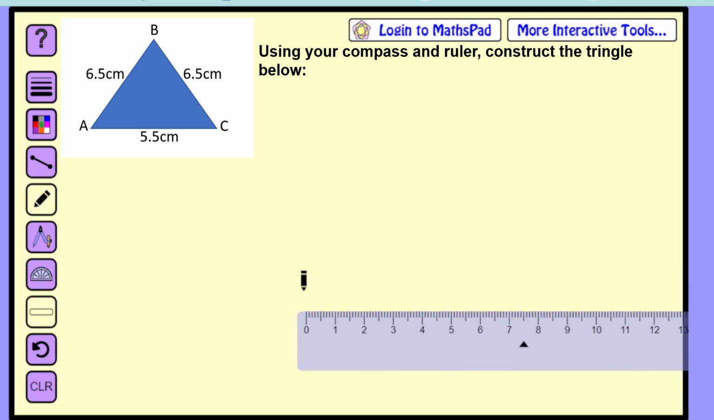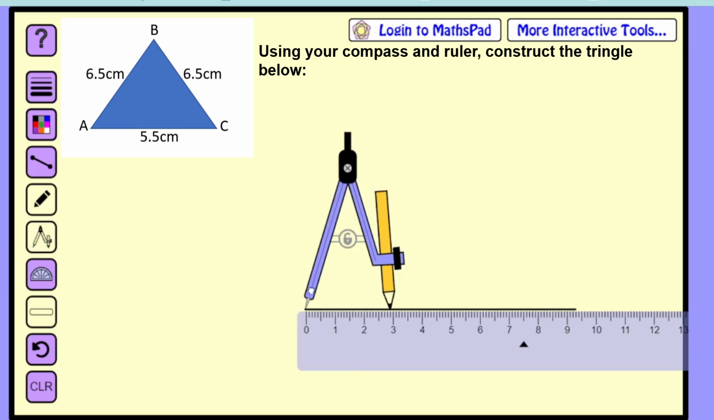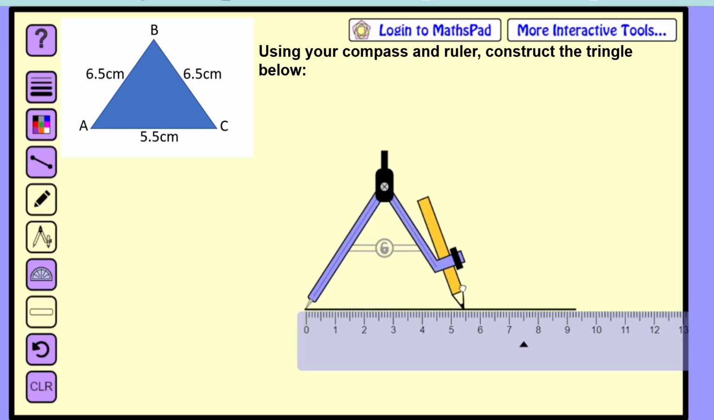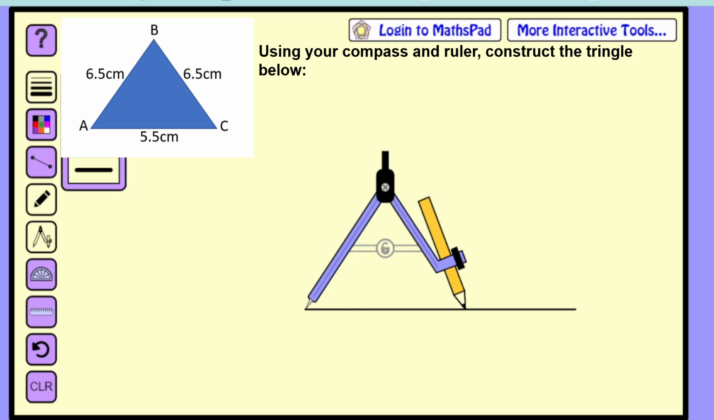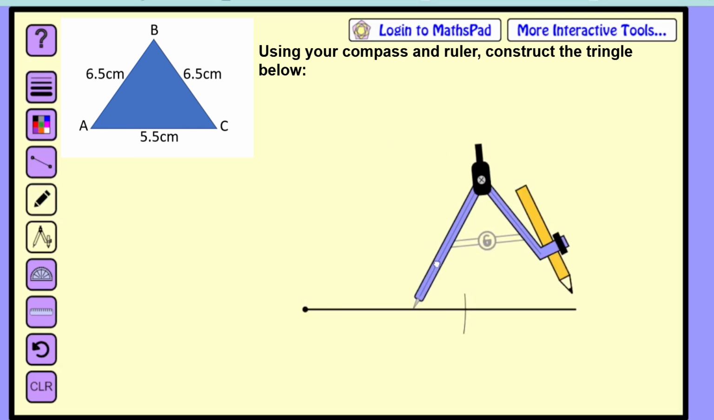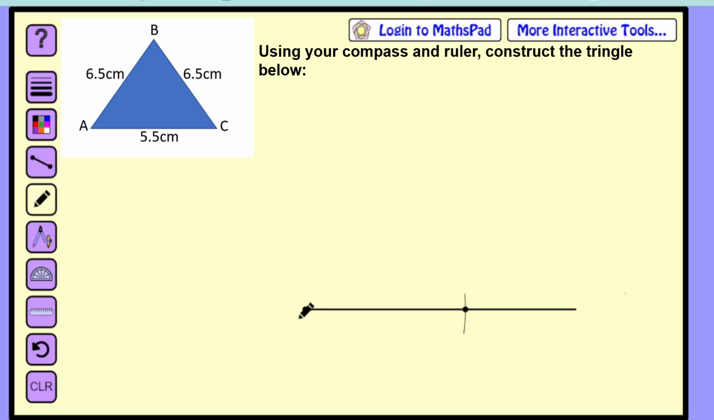So again, using your ruler, you're going to draw a long enough line. Then you're going to take your compass, open your compass to the desired length. So in this case, it's 5.5. And then we are going to swing a faint arc to cut our line. Mark your 2 points. And then you're going to label your line segment. So this is line segment AC.